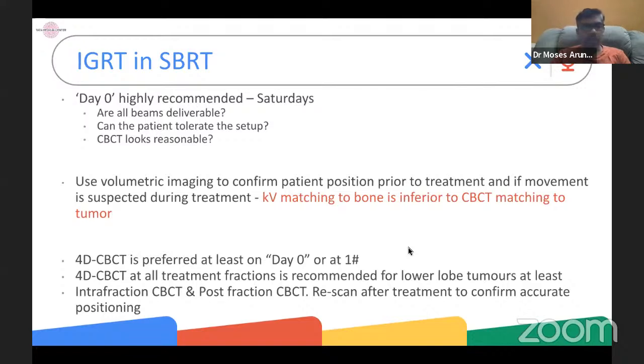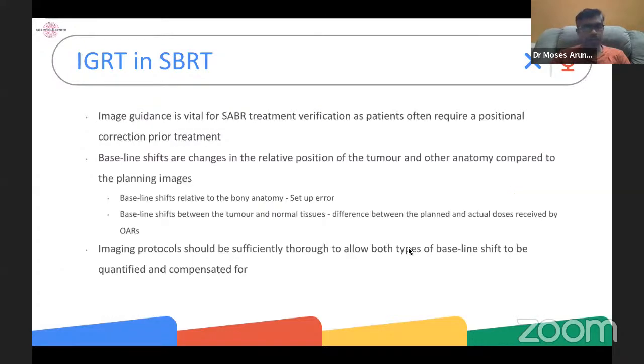It will be very good if you can incorporate it into your image guidance as well. There are baseline shifts that can happen in relation to the bony anatomy. Maybe it is a setup error. You can reposition and see whether that works. But if it is a shift that is happening between soft tissues, then that is something that you cannot correct by repositioning. You need to go back and re-image.